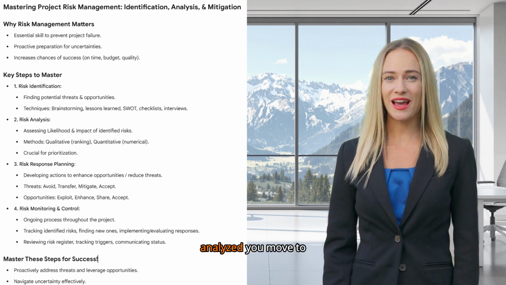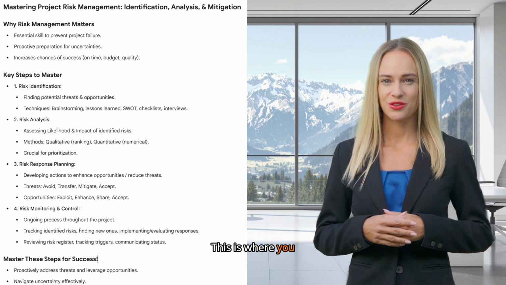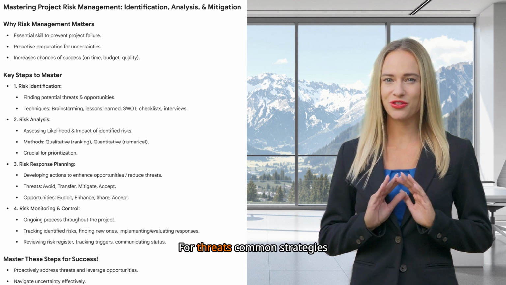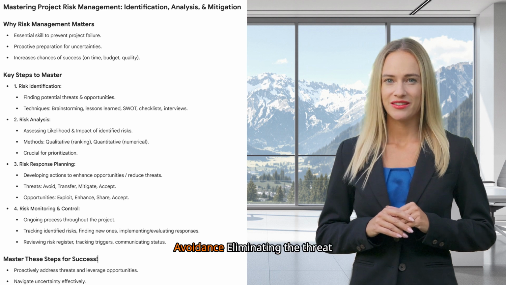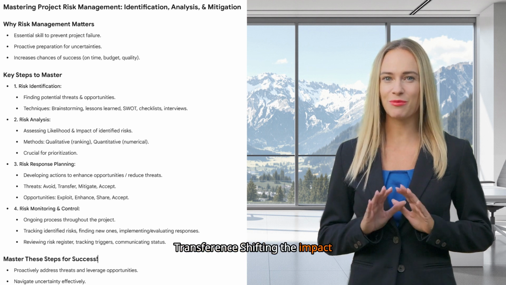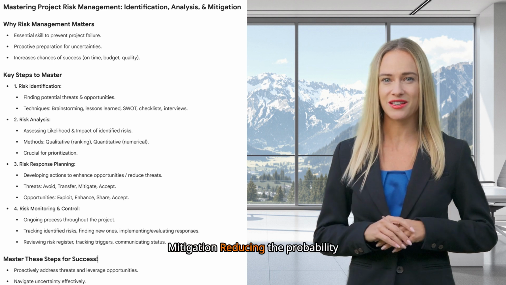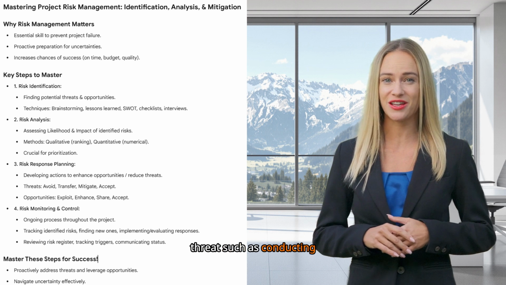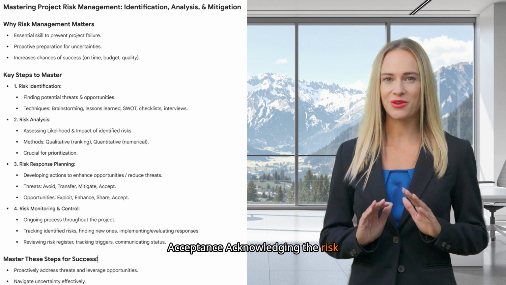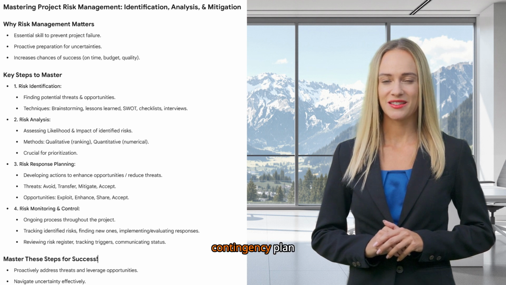With risks identified and analyzed, you move to risk response planning, often called mitigation. This is where you develop options and actions to enhance opportunities and reduce threats to project objectives. For threats, common strategies include avoidance, eliminating the threat entirely, perhaps by changing the project plan. Transference, shifting the impact of a threat to a third party, like through insurance or outsourcing. Mitigation, reducing the probability or impact of a threat, such as conducting extra testing or using a more reliable vendor. Acceptance, acknowledging the risk but taking no action unless the risk occurs. This can be passive or active, having a contingency plan.